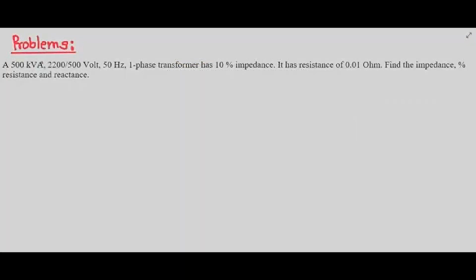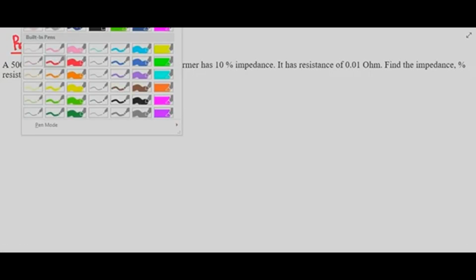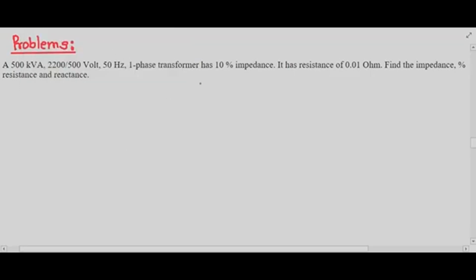So, the first problem statement is on my screen. A 500 kVA, 2200/500 volt single phase transformer has 10% impedance. It has resistance of 0.01 ohm. Find the impedance, percentage resistance and reactance. So students, what is the per unit system that you have studied in Power System 2?